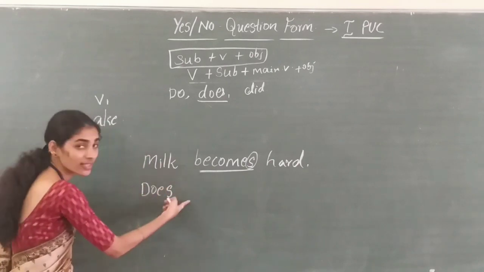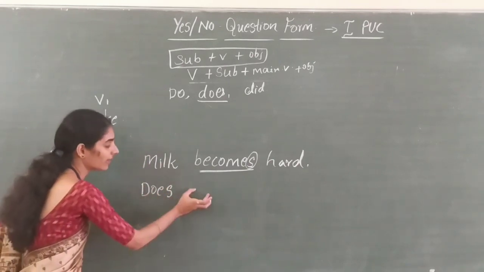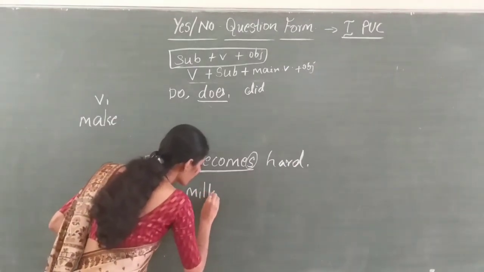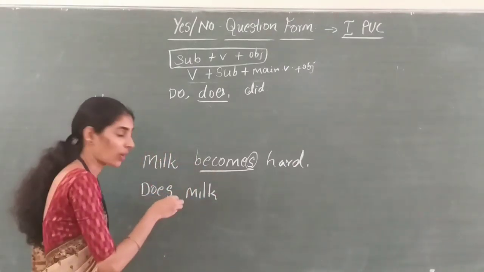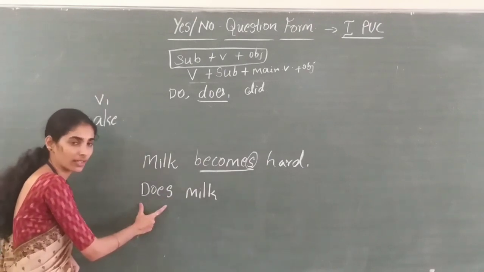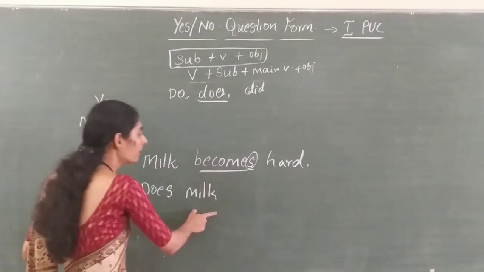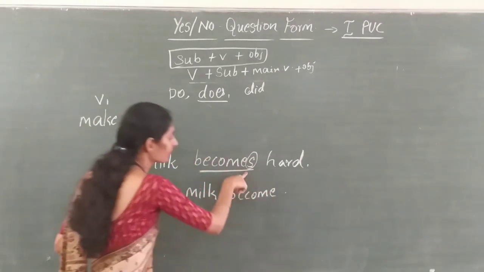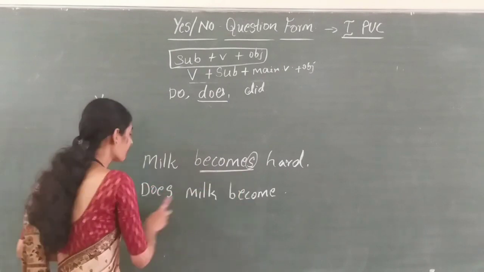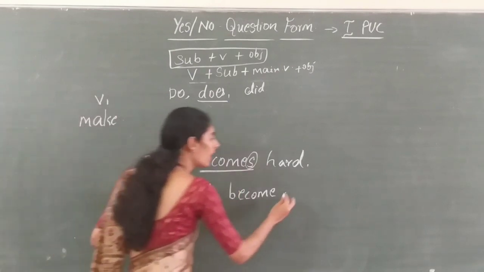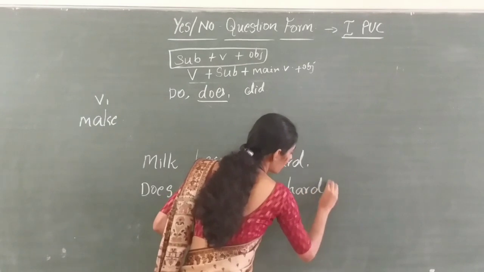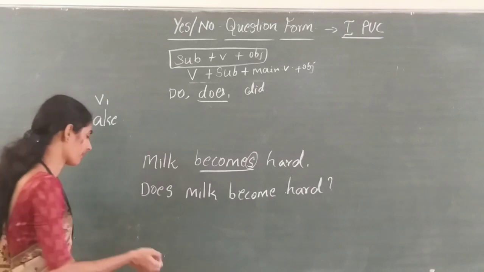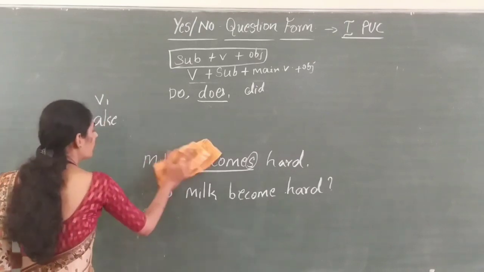Now, does and then the subject. Same, helping verb and then subject. Does milk. Now you cannot write becomes. Why? You have already written does here. So it becomes, does milk become? Remove the s here. Okay. Does milk become hard? The question mark is important. Does milk become hard?